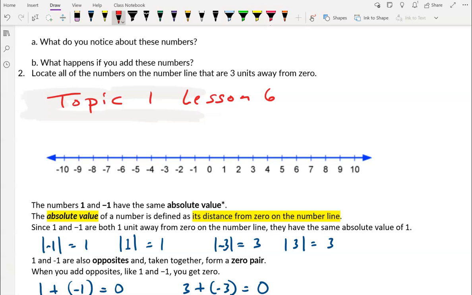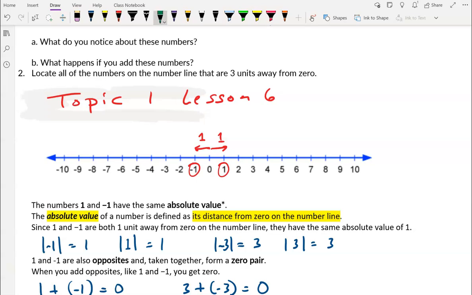Now, if we look at this number line, we can see that the numbers 1 and -1 have the same absolute value. You're like, well, what does that mean? 1 and -1 have the same absolute value. Well, the absolute value of a number is defined as its distance from 0 on the number line. So to go from 0 to -1, that's 1 unit on the number line. To go from 0 to 1 on the number line, it's 1 unit. And so each of those numbers, -1 and 1, both have an absolute value of 1.